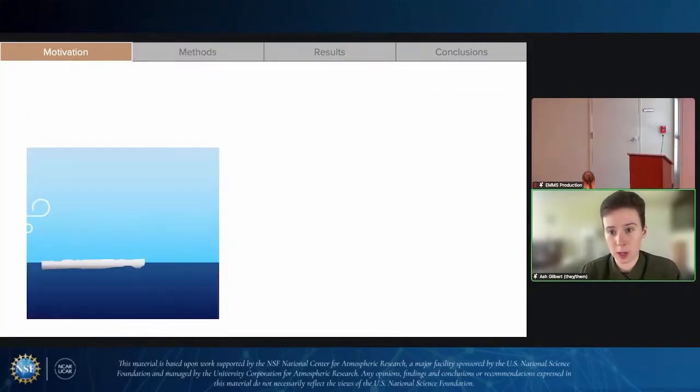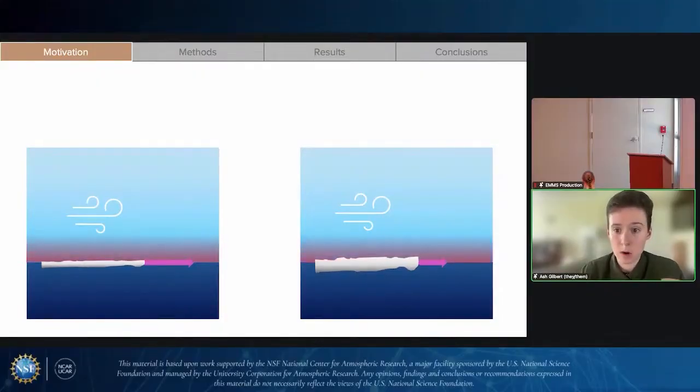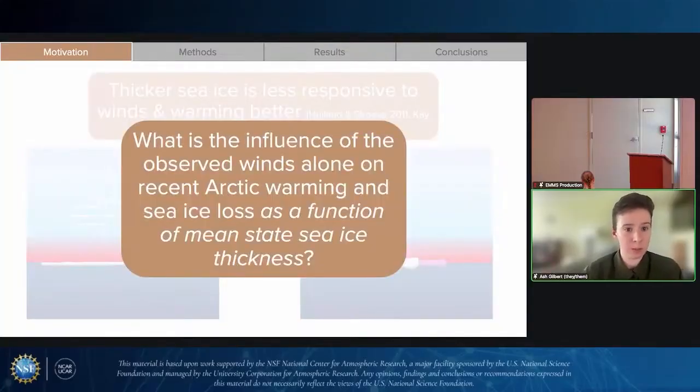But one other fact we want to consider is whether the amount of influence the observed winds have on the sea ice is dependent on mean state sea ice thickness. For example, thicker sea ice has more mass and is more resistant to wind stress. Furthermore, if we apply warming to both slabs, the thinner sea ice slab is more affected than the thicker sea ice slab because it has more thermal inertia. So we want to add as a caveat: what is the influence of the observed winds alone on recent Arctic warming and sea ice loss as a function of mean state sea ice thickness?